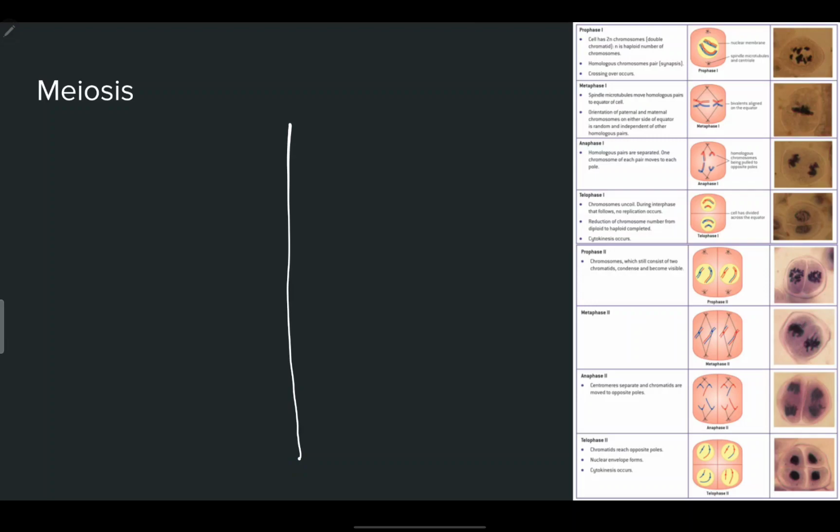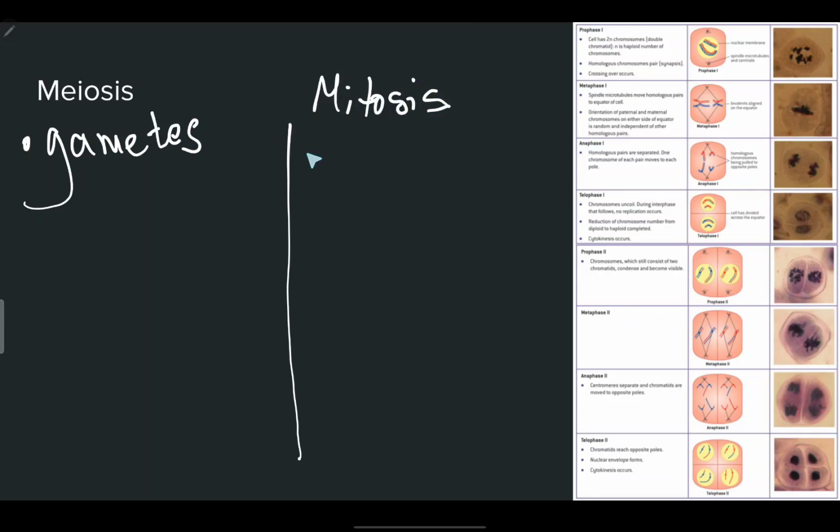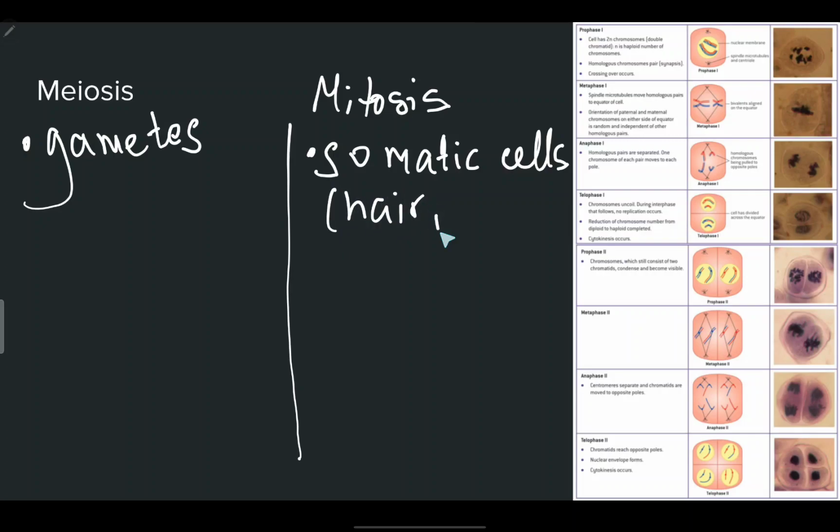Meiosis is about gametes. You should remember that it's all about gametes, while mitosis is about somatic cells. Somatic cells are basically, for example, your hair, skin, or any damaged tissue.